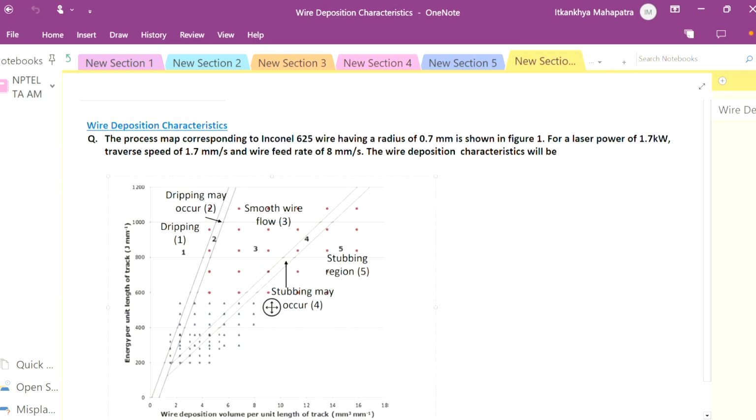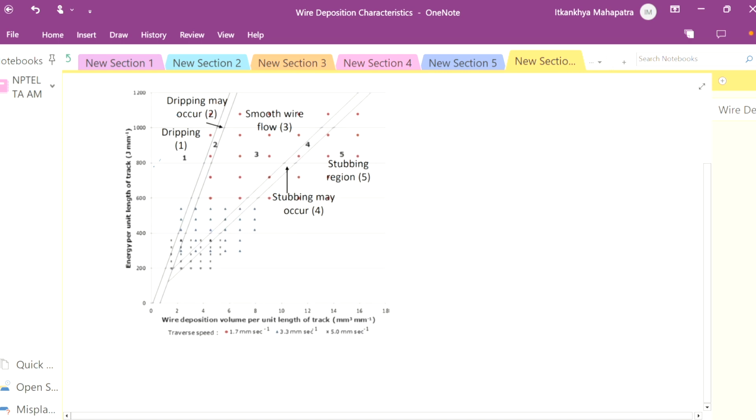Okay, now this is a question of wire deposition. Before I go through this question, we will understand these 4 cases of wire deposition: what happens when dripping occurs, what is the smooth wire flow condition, and what is the stubbing region.